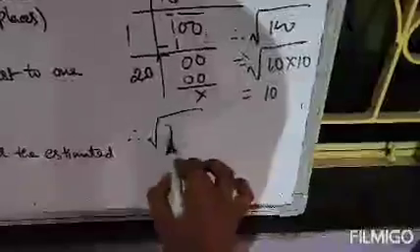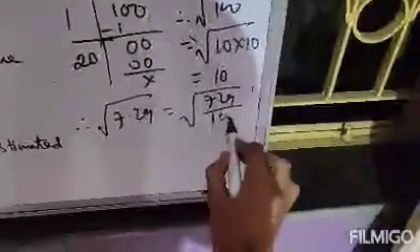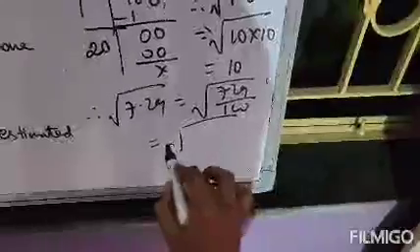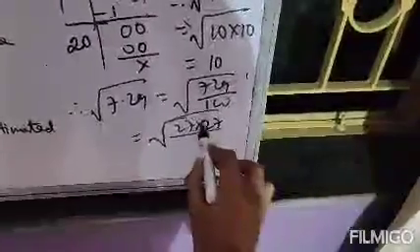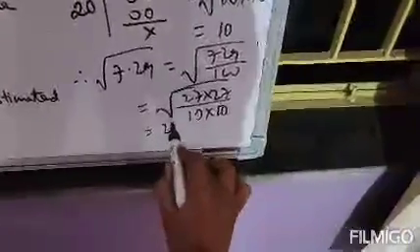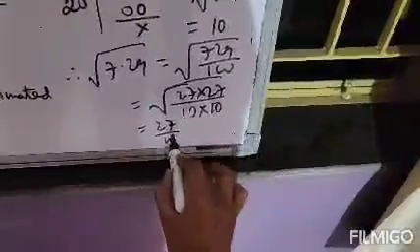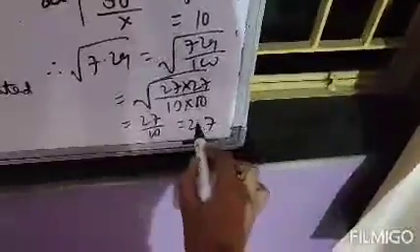Therefore the square root of 7.29 equals 729 divided by 100. So the upper portion will be 27 into 27, the lower portion will be 10 into 10. That means your answer will be 27 by 10. So the final answer is 2.7. Final answer will be 2.7. 2.7 is your final answer. Clear? So question 4 complete.